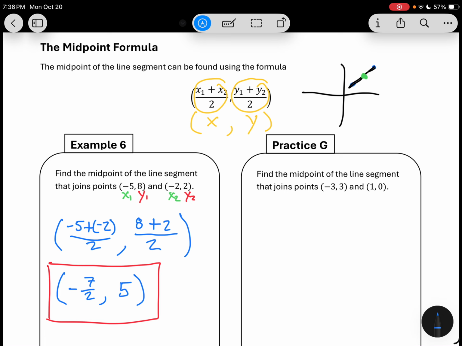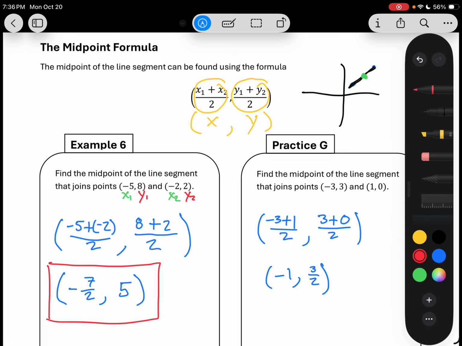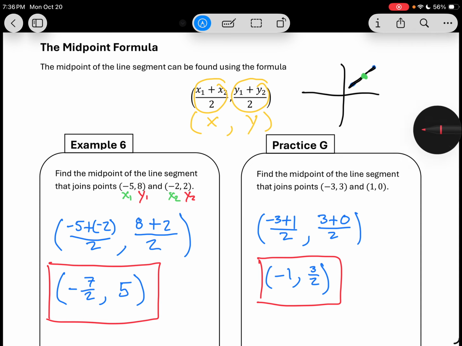Okay, so for practice G, we should have negative 3 plus 1 divided by 2 and 3 plus 0 divided by 2. That would give us an x value of negative 1 and a y value of 3/2. That would be the point that is in the middle of those 2 points, negative 3, 3, and 1, 0. And that is section 10.3.